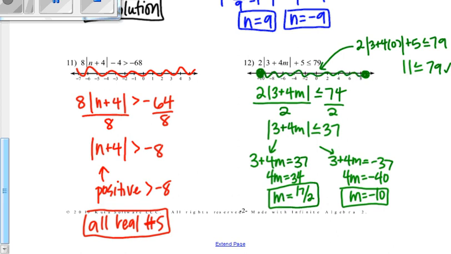And that's your homework for targets 4 and 5.